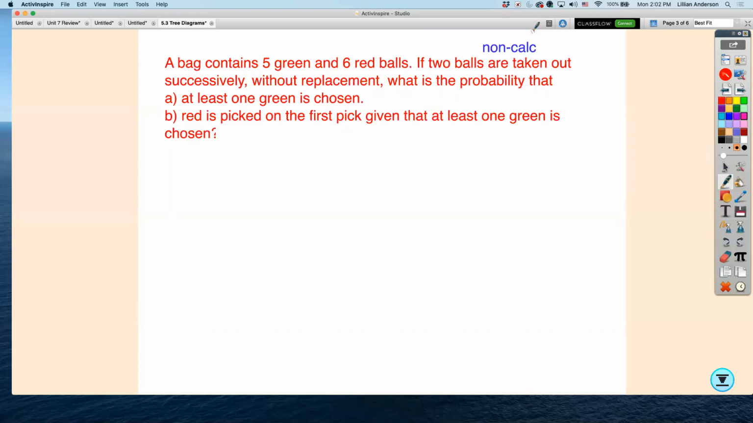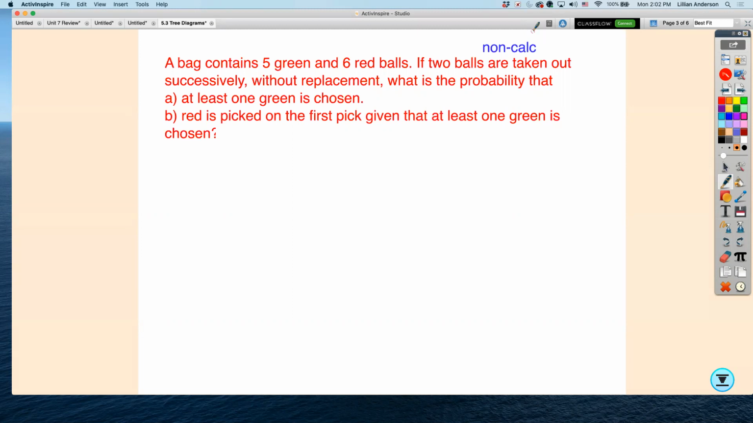A bag contains 5 green and 6 red balls. If 2 balls are taken out successively without replacement, what is the probability that at least one green is chosen? And what's the probability that a red is picked on the first pick, given that at least one green is chosen? Okay, here we can do another tree diagram to represent this situation.